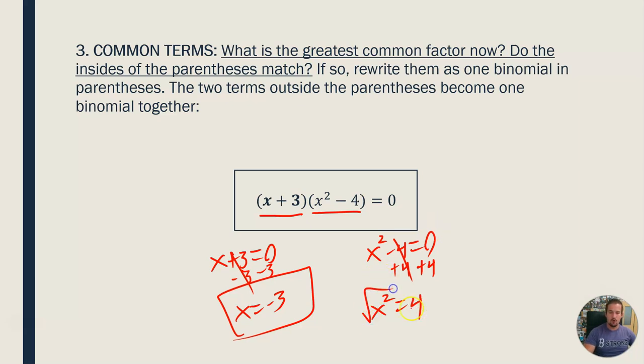Well, what's the square root of 4? Well, that's going to give me x equals 2. And whenever I take a square root, I'm going to have a positive and a negative answer. So my two answers are 2 and negative 2. And then my third answer is negative 3.